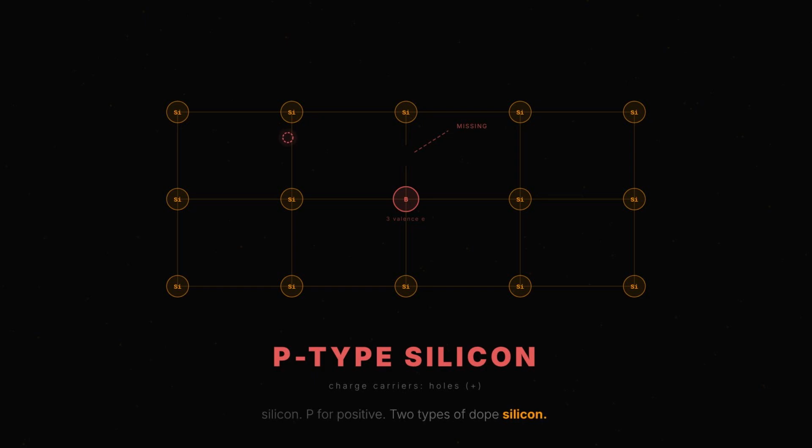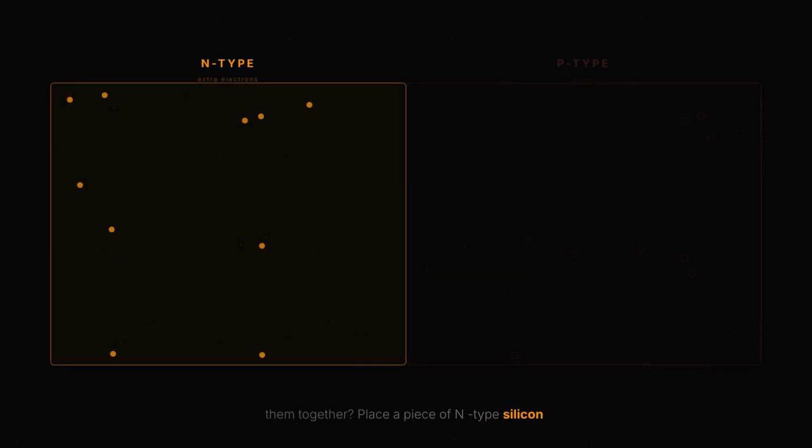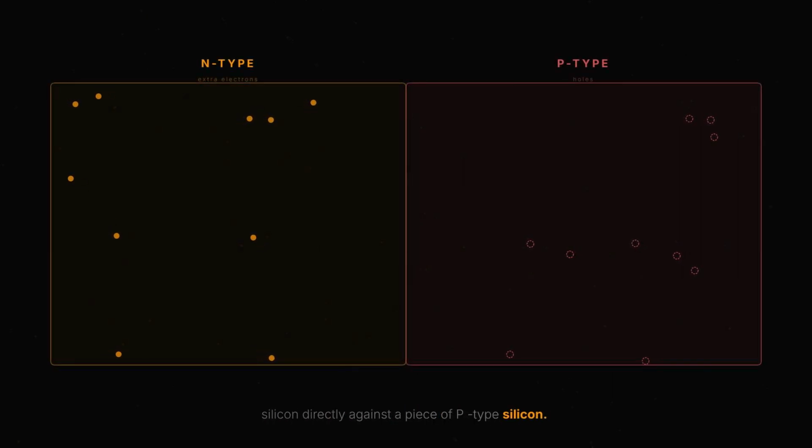2 types of doped silicon. N-type, extra electrons, free to move. P-type, holes, which also move. By themselves, each type is just a slightly better conductor than pure silicon. But what happens when you bring them together? Place a piece of N-type silicon directly against a piece of P-type silicon. The boundary between them is called a P-N junction. And the moment you create that junction, something remarkable happens.